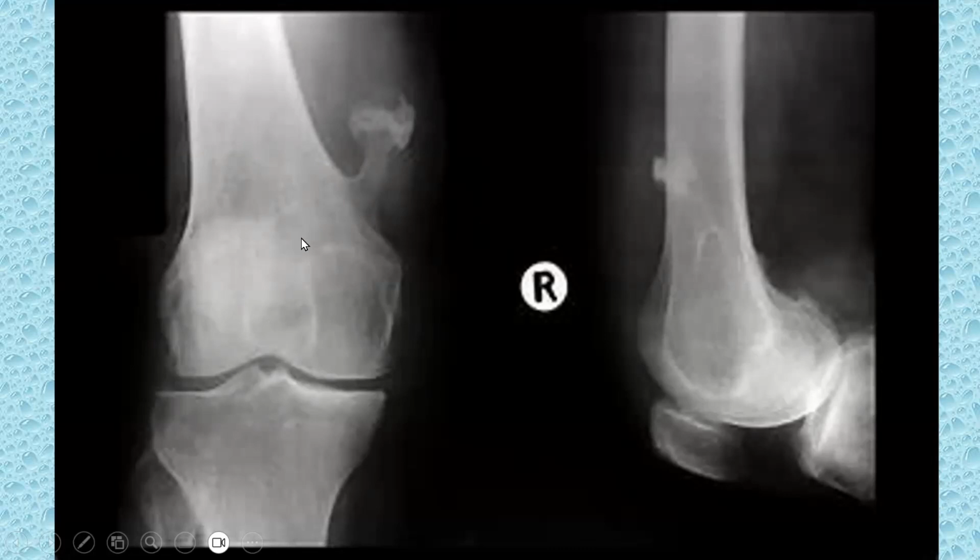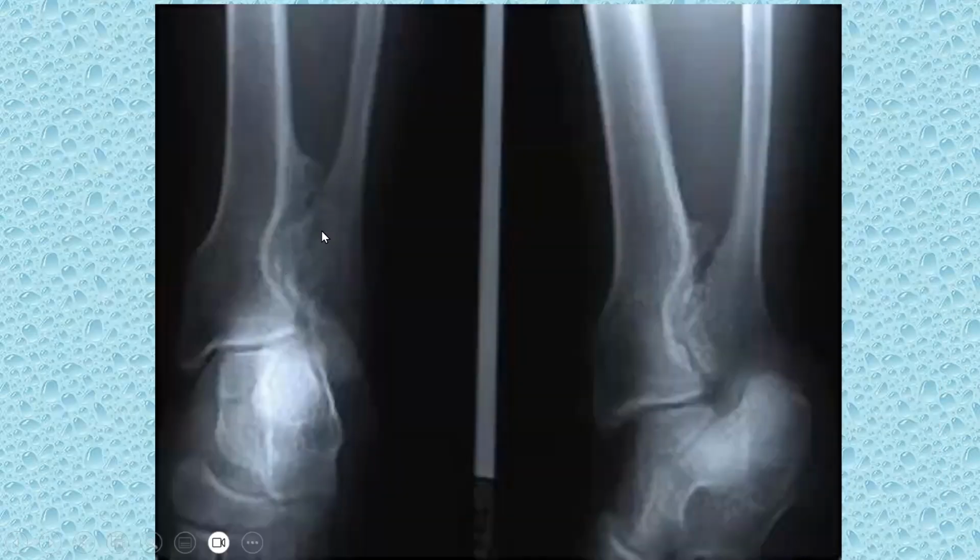Look at this. The osteochondroma is at the fibula, but on the medial aspect, it's growing and causing the tibia to have a deformity, an erosion. You can see it over here. Don't forget, you have to follow up these patients and see what happens.